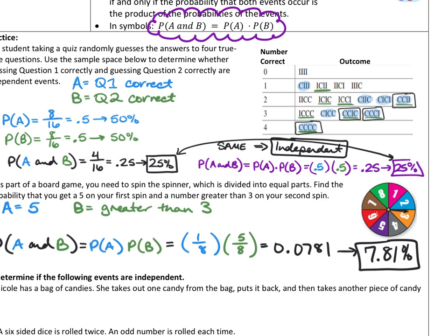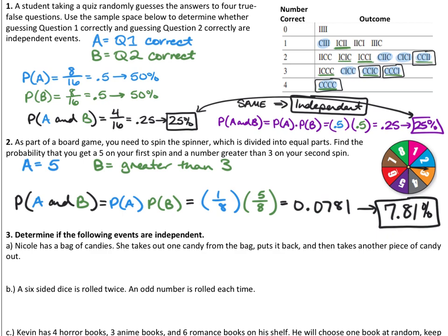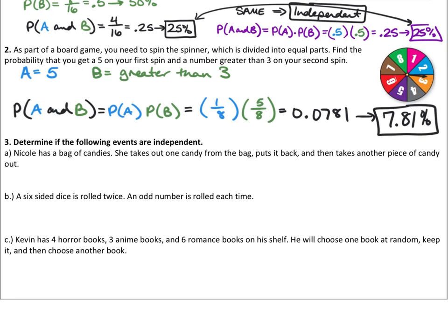But for the most part, you're going to be smart enough to determine if something is independent or dependent without having to do the math. So the next 3 examples, we're just going to determine if the situation means that it's independent or dependent events. In part A, Nicole has a bag of candies. She takes 1 candy out of the bag, puts it back, and then takes another piece of candy out of the bag. Are those 2 events independent or dependent?